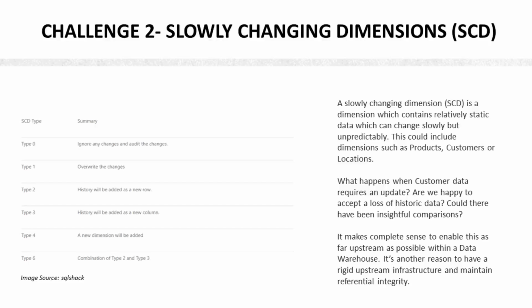A lot of these actions, like slowly changing dimensions, we want to tackle further up the stream. And if you don't tackle this, it can be a real problem with your dimensional data model and maintaining referential integrity. So that quality of data and the relationship could be damaged if we don't track things like slowly changing dimensions. So it's important to keep on top of it.